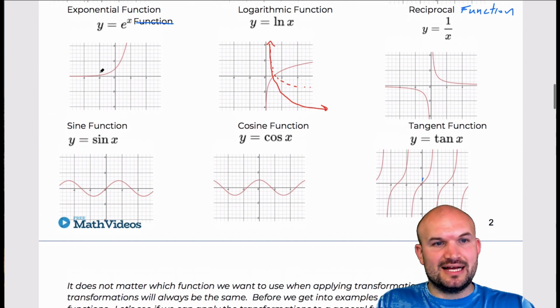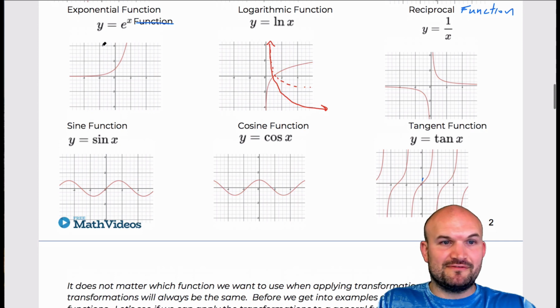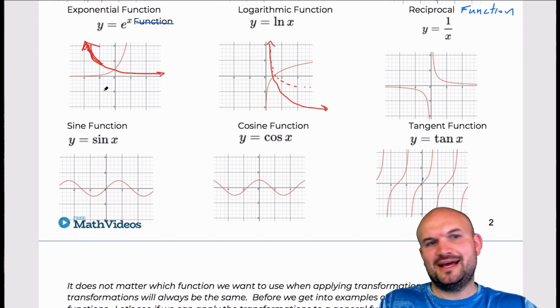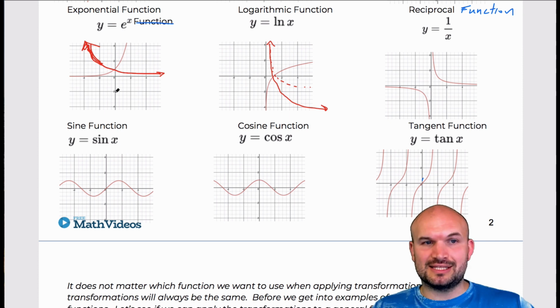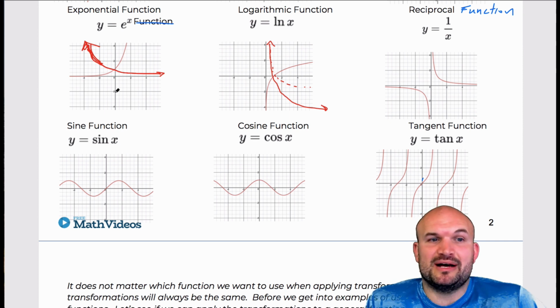So let's see how this affects the graph. Here's my e to the x. It got reflected about the y-axis, so the graph looks like that. And then also it got stretched, right? So it's probably going to look something like this. Maybe something like that. I don't know. Close. Something like that, right? It's getting stretched horizontally, and it got reflected about the y-axis.